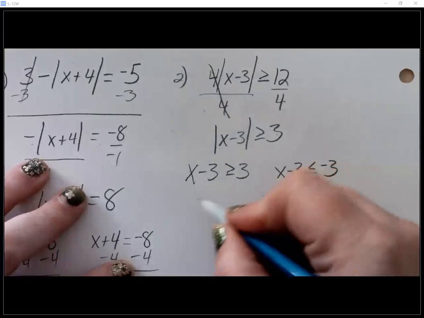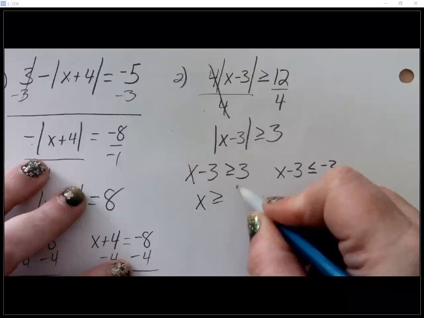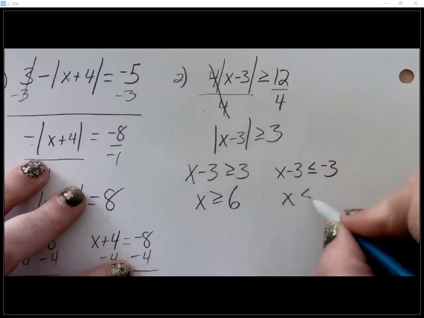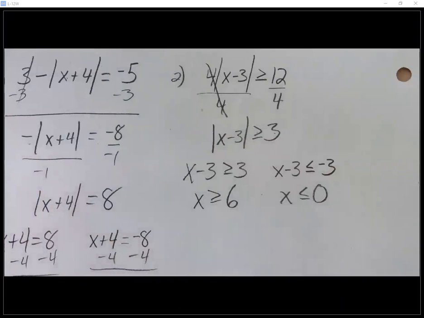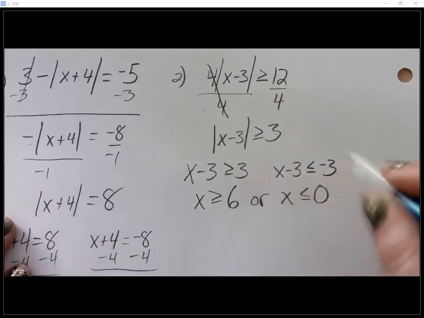So I'm going to add the 3. So on this side, I get 6. On this side, I get 0. And now it's up to me to decide if this is an and or an or. So I'm looking and I got to say, okay, are there numbers that are greater than 6 and less than 0 at the same time? No. What does that mean? That means this is an or answer. So you have to put the word or.